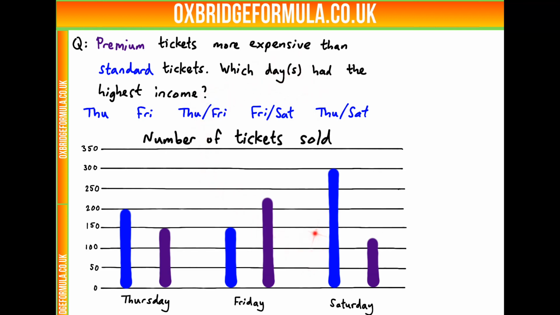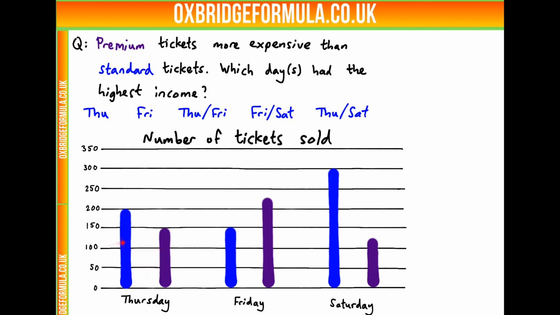And so our options are, it must be Thursday, it must be Friday, or it could be Thursday or Friday, it could be Friday or Saturday, it could be Thursday or Saturday. So how can we make these conclusions if we don't know the prices of the tickets? Well, firstly, let's analyse this bar chart and try and gather as much information as we can.